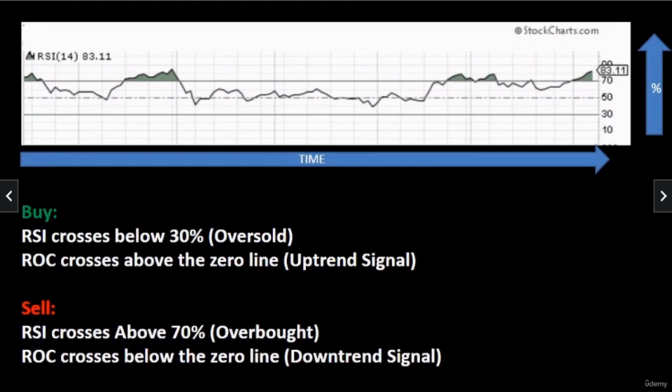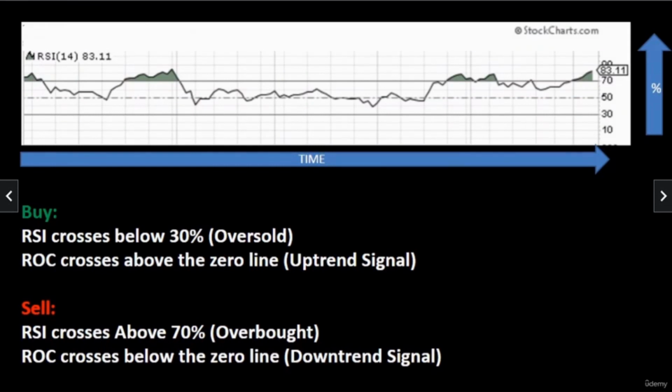Let's take a look at that. If we look at this sample RSI chart here, as we know, for the relative strength index, if the lines are crossing below 30%, that means it's oversold and would be a buying opportunity. And if the RSI crosses above 70%, that's indicating that we're looking at an overbought situation and a sell opportunity.